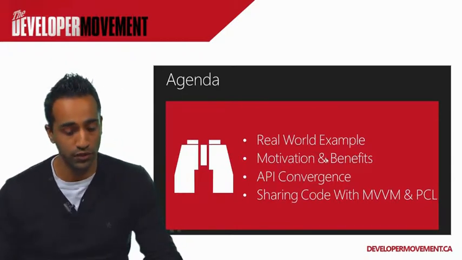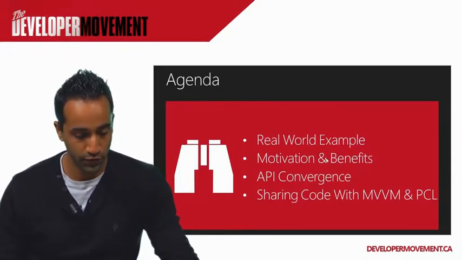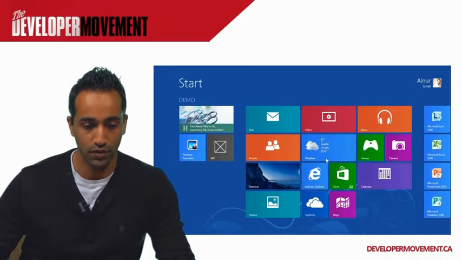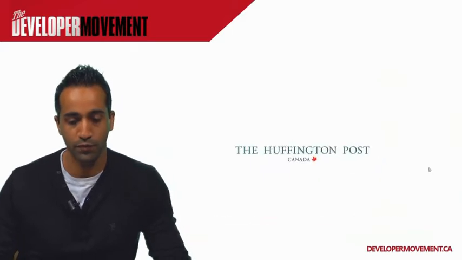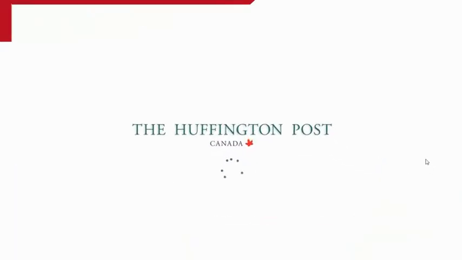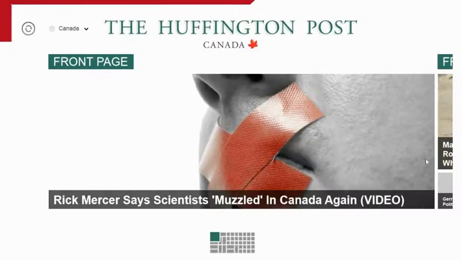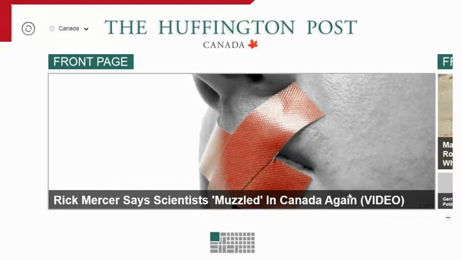So let's start with the real-world example. I'm going to show you the Huffington Post app on Windows 8 first, and then I'll switch to the Windows Phone. So here we have the Huffington Post on Windows 8, and we'll give it a second to load up. And as you can see, it is a Windows 8 driven application.